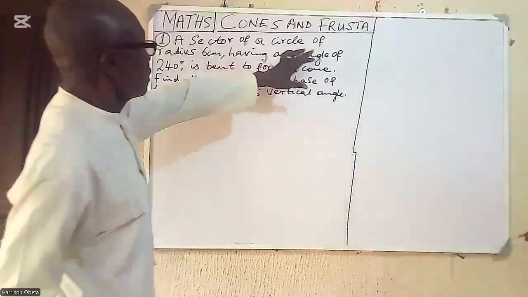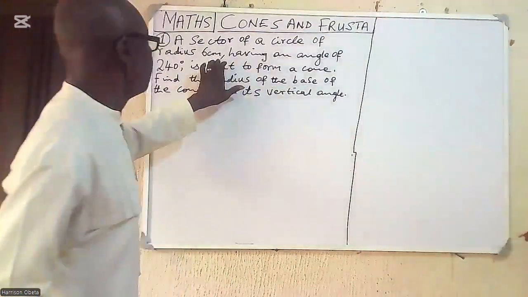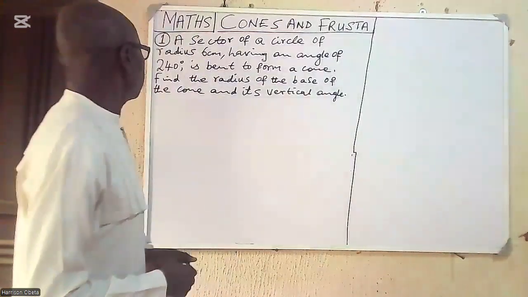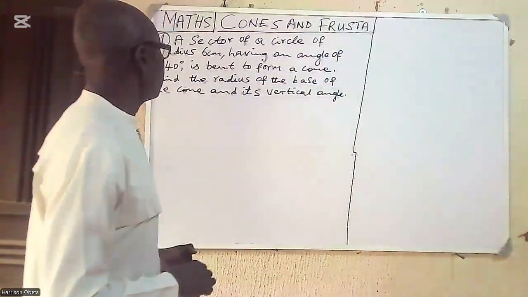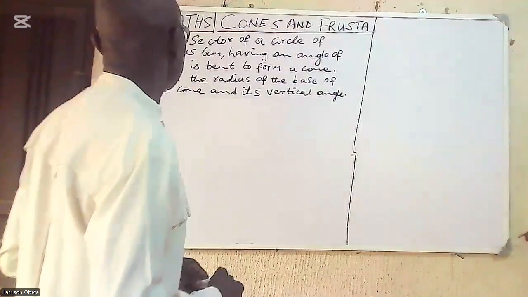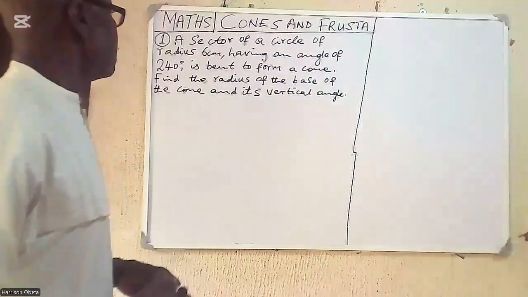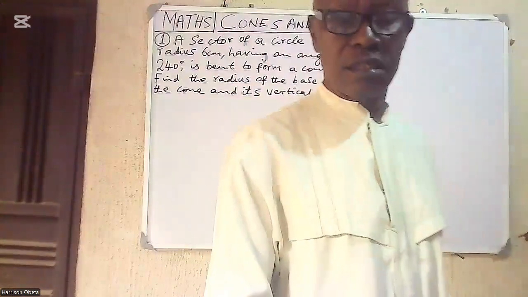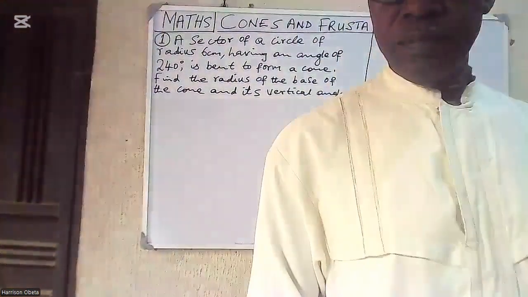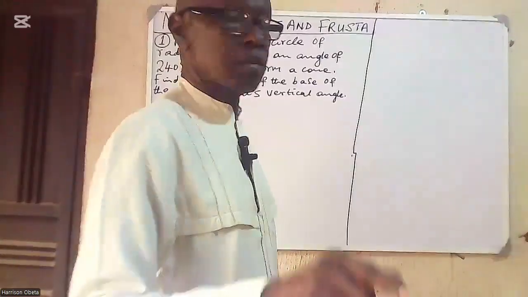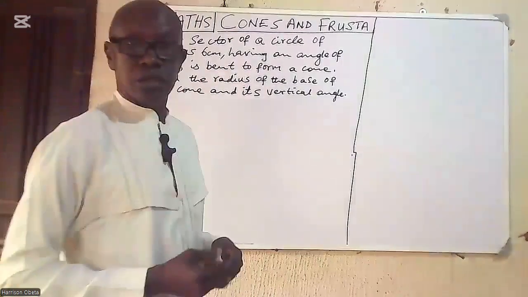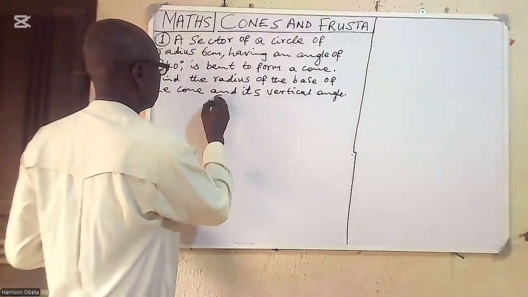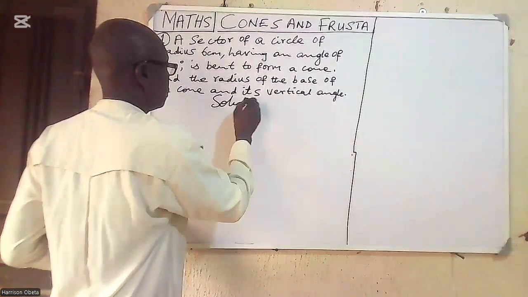A sector of a circle of radius 6 cm having an angle of 240 degrees is bent to form a cone. Find the radius of the base of the cone and its vertical angle. Continue by trying to solve the question. Solution.